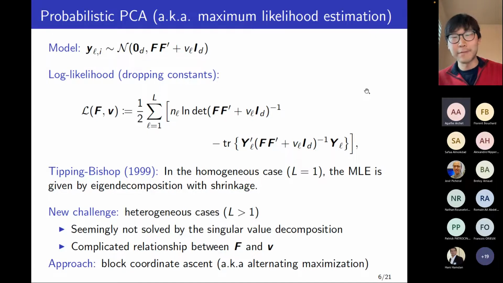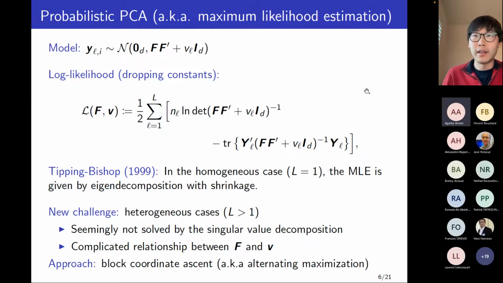Okay. So how do we do this maximization? Well, for the next few slides, I'm going to walk through the update that we do for the factor matrix F, and the update we do for the noise variances V. Okay, so again, our goal is to maximize this function of F and V.